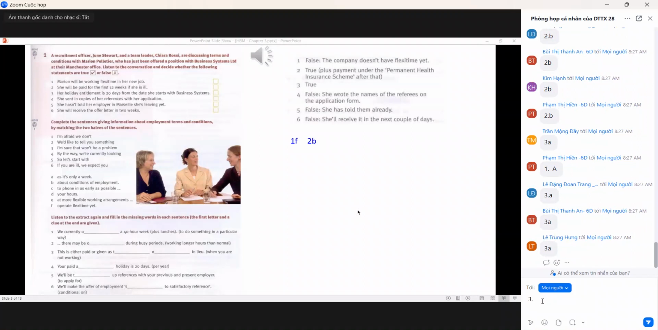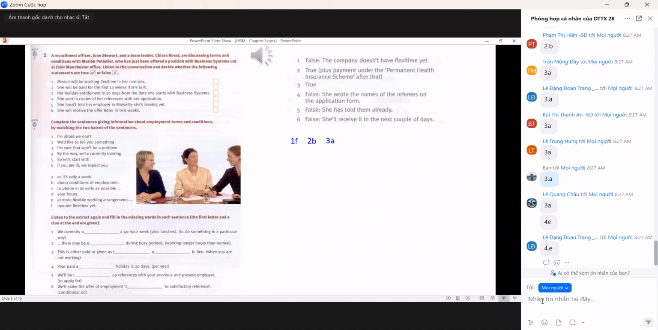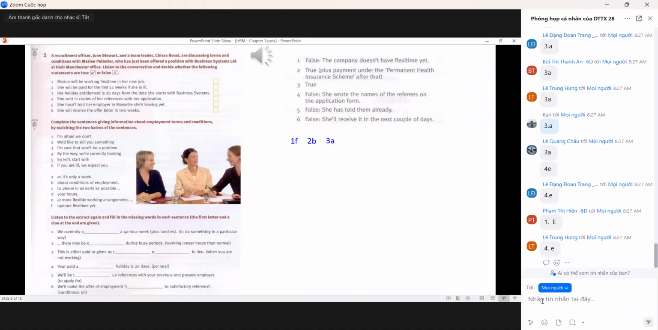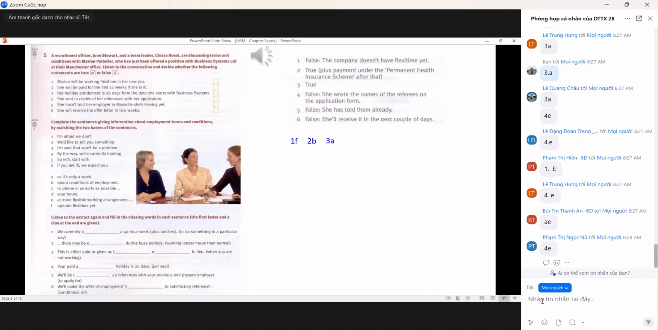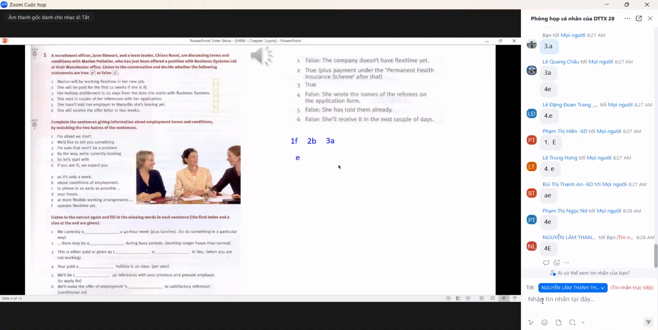A is only a week. Yes, good. Number four, by the way, we are currently looking what? Looking at more flexible working arrangements. Yeah, great. Thank you. 4E.